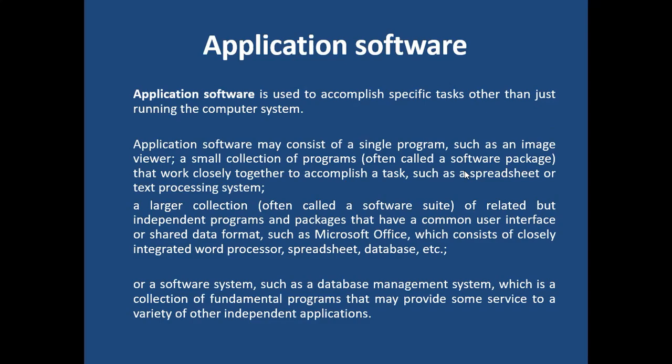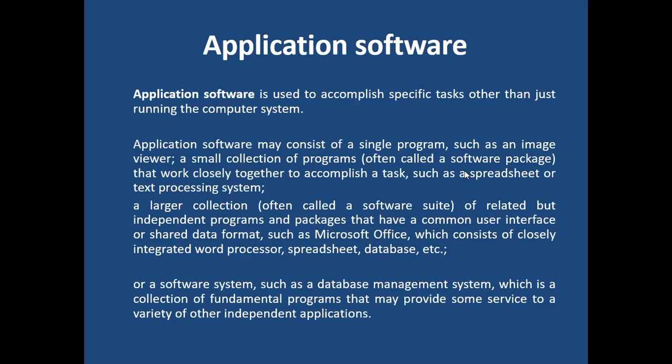Let's talk about application software. Application software is used to accomplish specific tasks other than just running a computer system. Application software may consist of single programs such as an image viewer, or a small collection of programs, often called a software package, that work closely together to accomplish a task, such as a spreadsheet or text processing system.